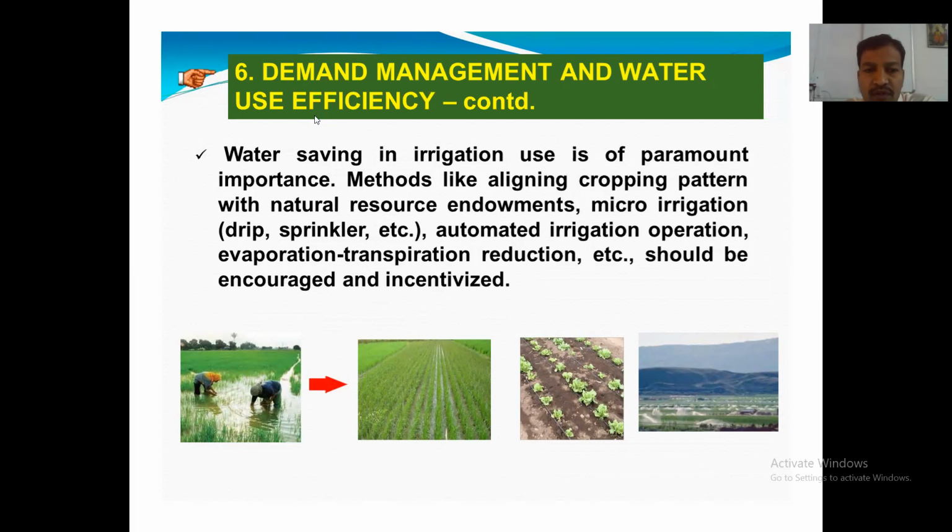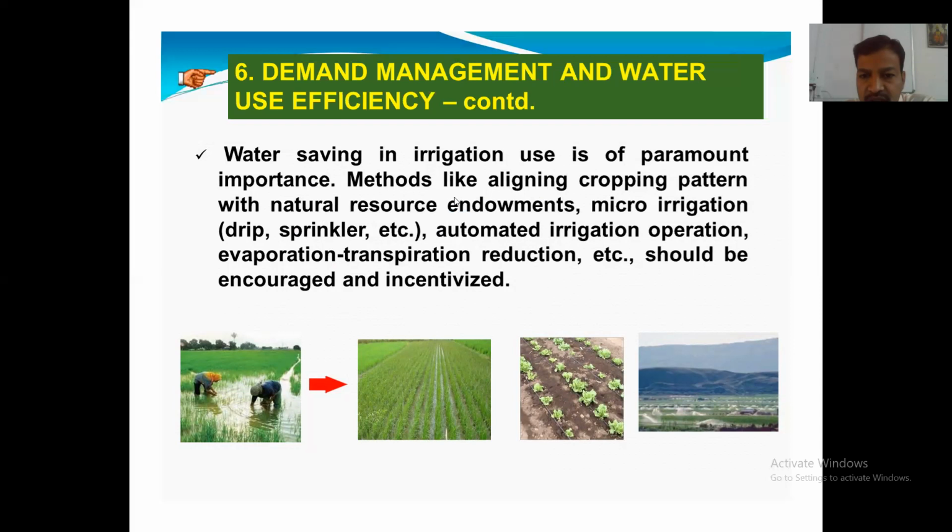Demand management and water use efficiency. Water should be used properly so that plenty of water will be available for growing of the crops in different seasons.